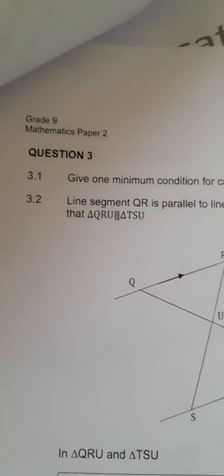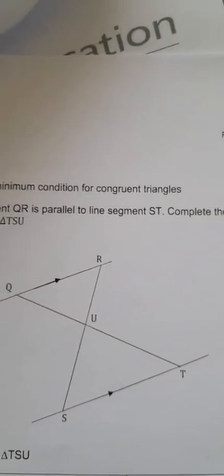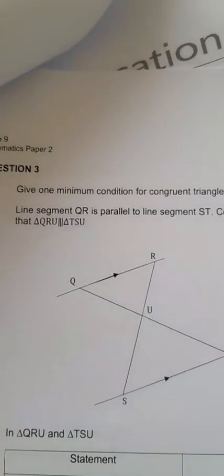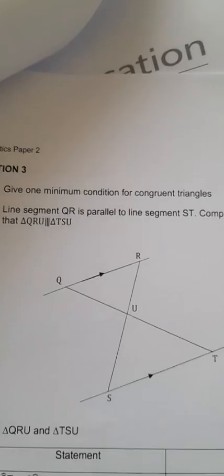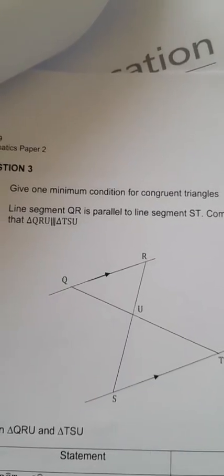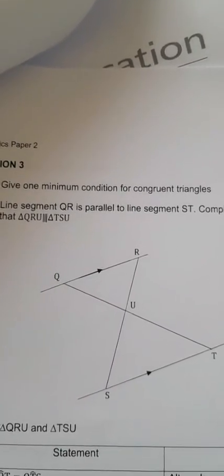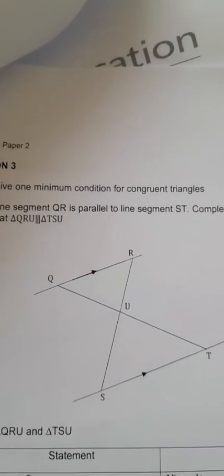Okay, there we go. 3.1. Give one minimum condition for congruent triangles.